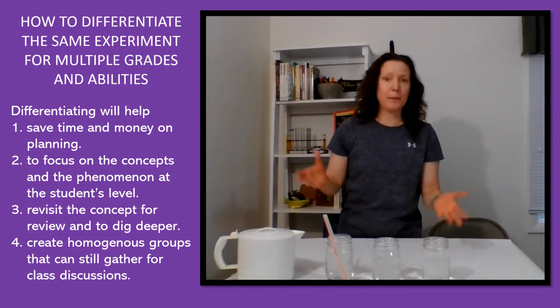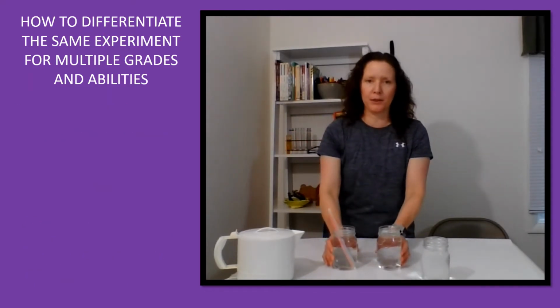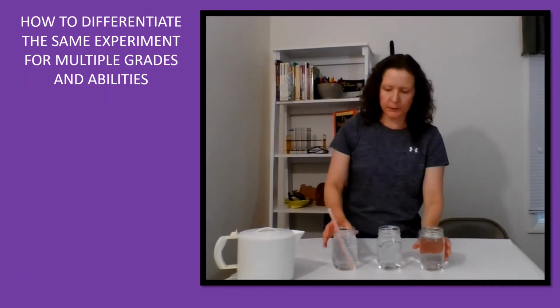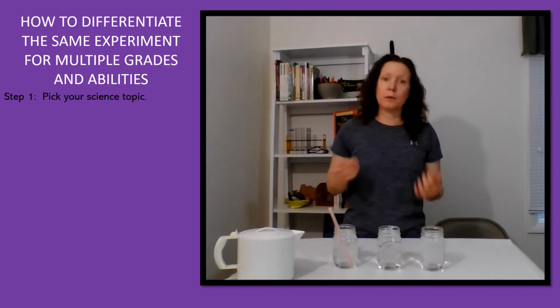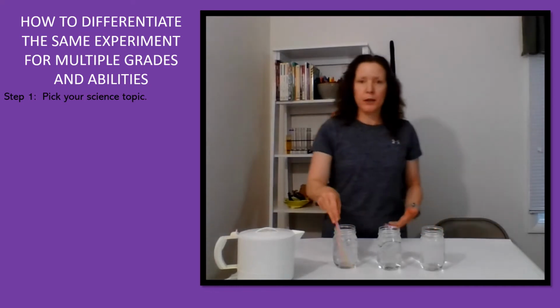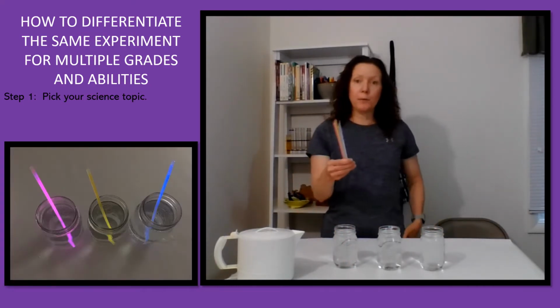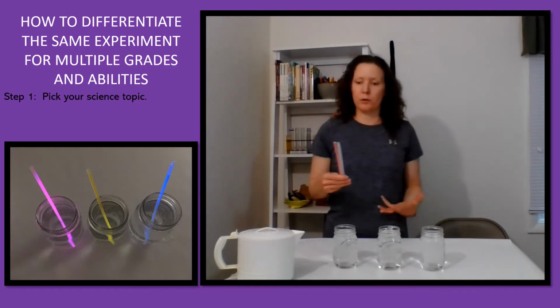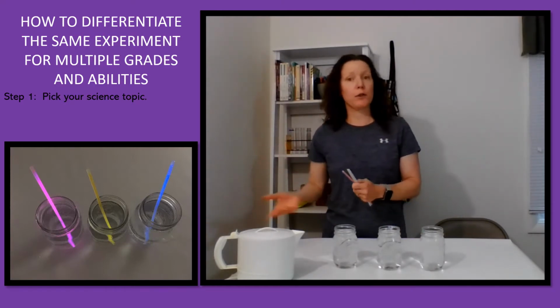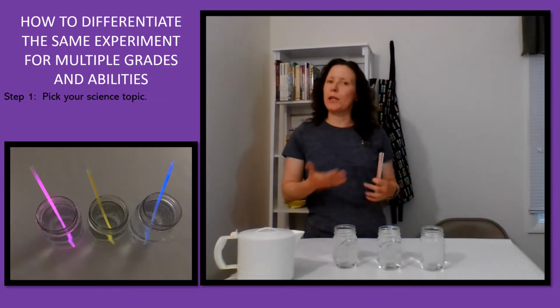So we're going to get started and I'm going to show you step by step the process that I use for coming up with my experiments. I want you to be able to see my jars here. So the first thing you do, step 1, is you decide the concept that you want to teach, that science phenomenon you want to do. So you can see here that I have glow sticks. So I want to do something with glow sticks for my chemistry unit. I want my kindergarten and first graders to just learn the basics of a chemical reaction and that a change happens and we get some light.